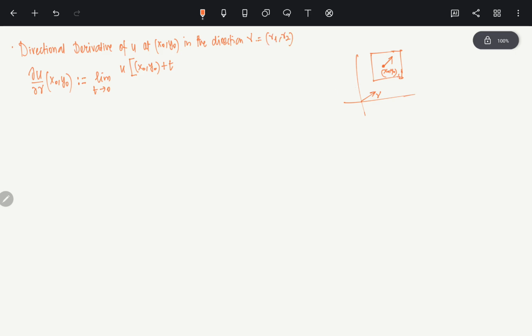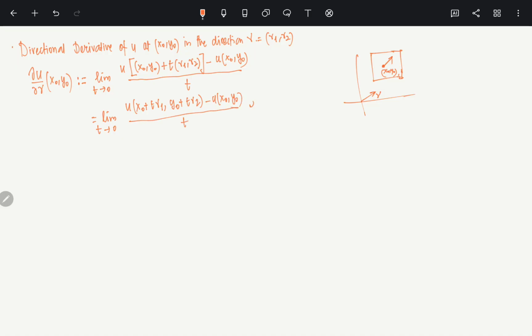So it is basically gamma 1 and gamma 2. So it is t times gamma 1 and gamma 2, minus u of x naught, y naught, by t. Okay, so if you want to put it this way, we write it like this: limit t tends to 0 of u of x naught plus t gamma 1, y naught plus t gamma 2, minus u of x naught, y naught, by t, if this limit exists. Then we call it a directional derivative of u at the point x naught, y naught in the direction gamma. Is it okay?